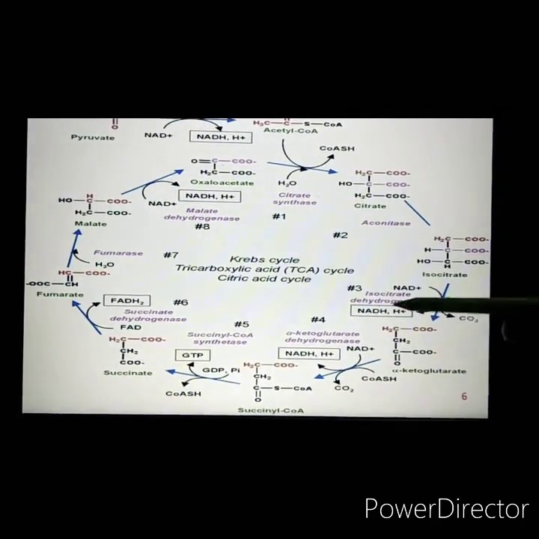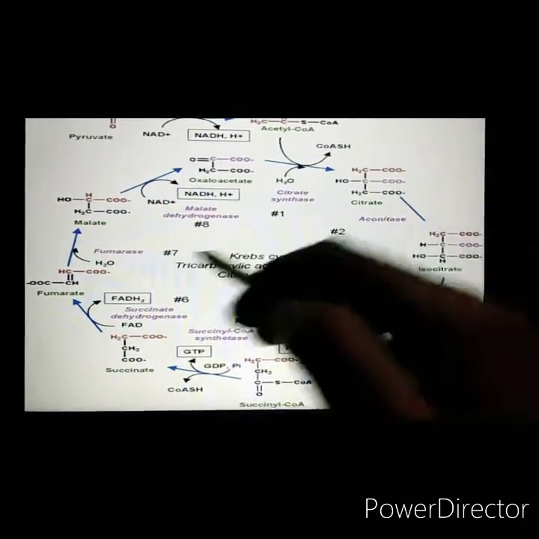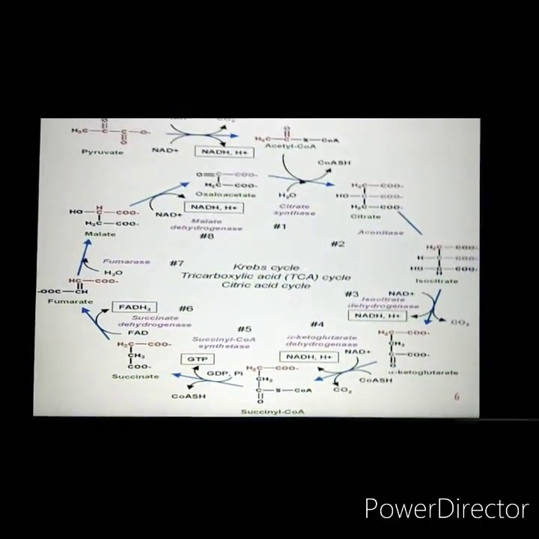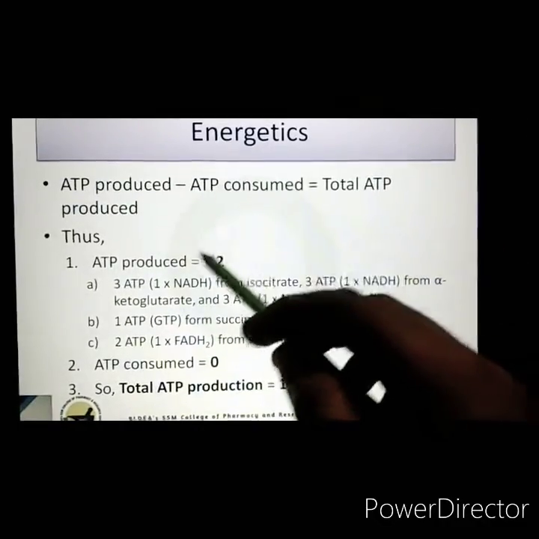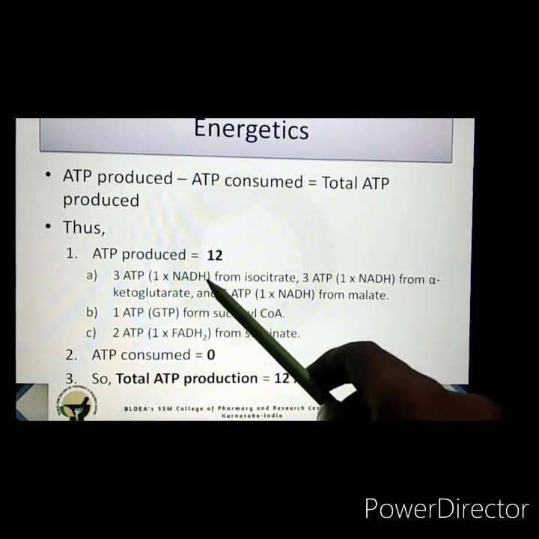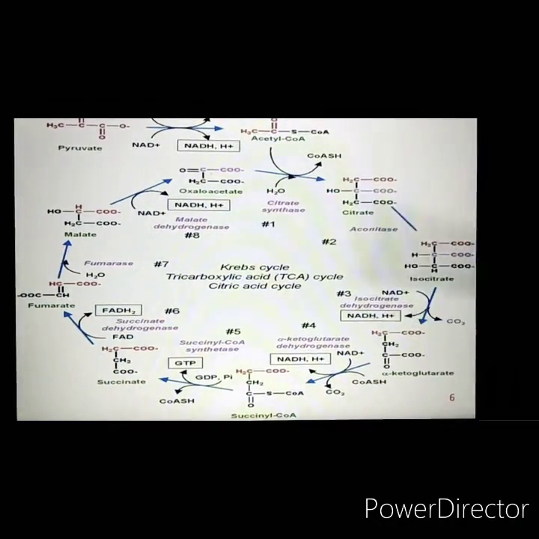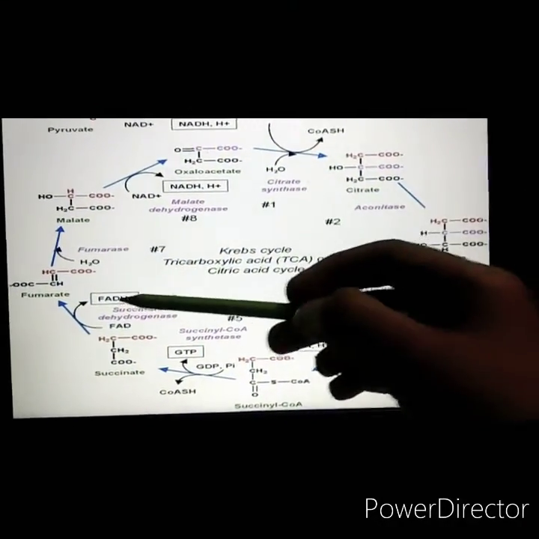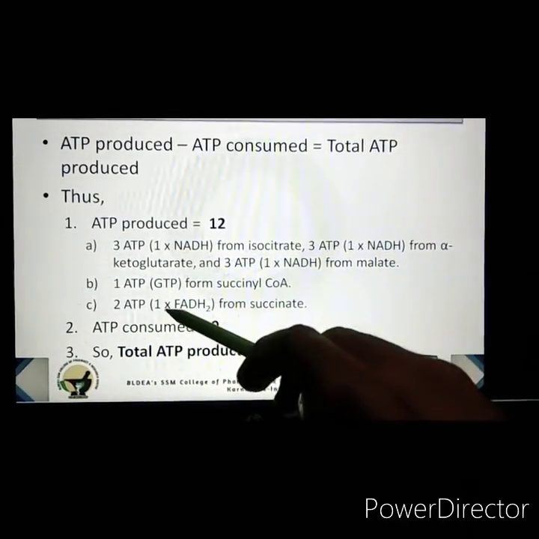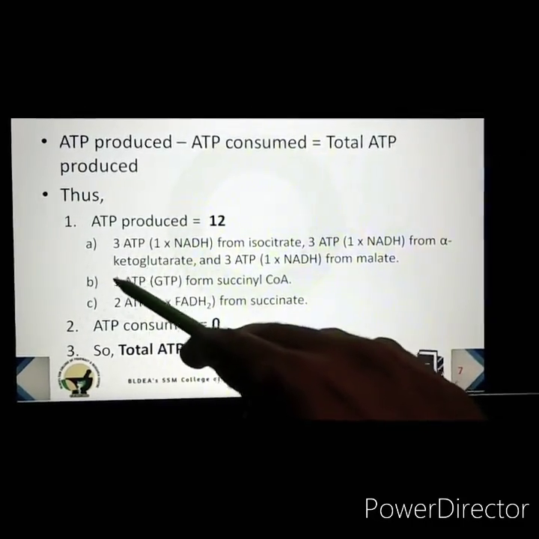As we have already learned, each molecule of NADH produces 3 molecules of ATP and each molecule of FADH2 produces 2 molecules of ATP. Thus, the ATP produced is 12 molecules totally, because of 3 NADH, that will be multiplied by 3, that will be 9 ATPs, and 2 from FADH2 from succinate. 9 plus 2 will be 11 and 1 is GTP, that is analogous to ATP, so we will consider it as only 1.